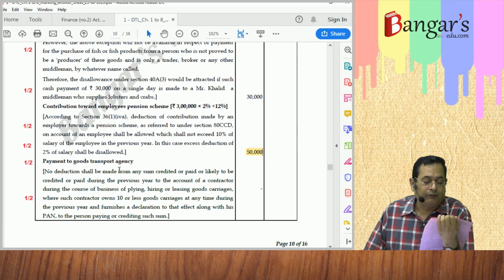Then is 6,50,000 to transport of various materials procured by one of the hotels of Messrs Bansal Transport without deducting tax at source. Now here Bansal Transport does not own more than 10 goods carriages during the previous year and it's given their PAN. So in case of a GTA who owns 10 or less than 10 goods carriages at any time during the previous year and it gives his permanent account number, then no tax is required to be deducted at source. Hence, the said payment will be allowed as deduction.